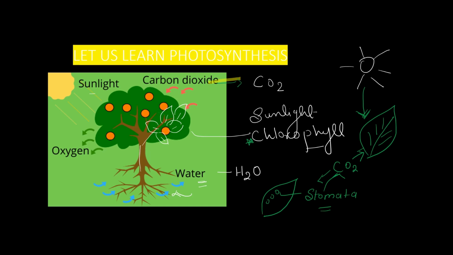Now our leaf, which is a factory for food production, has carbon dioxide and sunlight. Now where is water coming from? Water also comes from the roots and is sent to the leaf. Now in our leaf, water is present, carbon dioxide is trapped, and most importantly, sunlight is also present. Now the leaf is ready to process food.